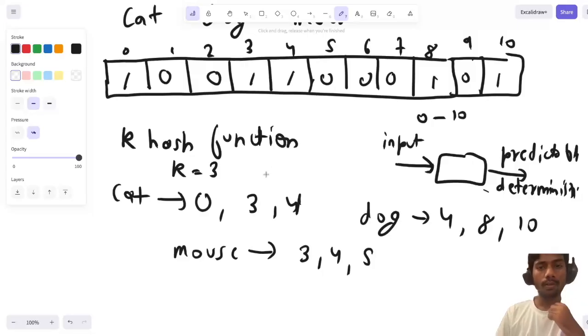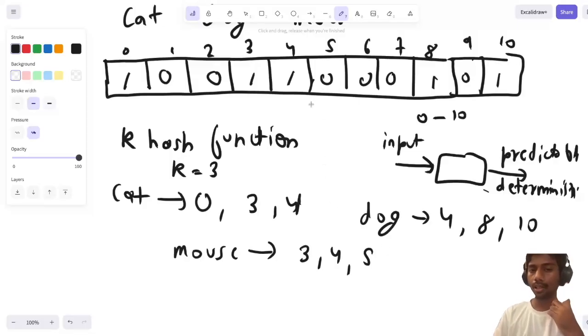So now what it will do is check whether any of these indexes has a bit set as 0. It will go and check: 3 already set, 4 already set, 5 not set. Then that means mouse never came. Why? Because if mouse had already come, then the 5th index should have been set, right?